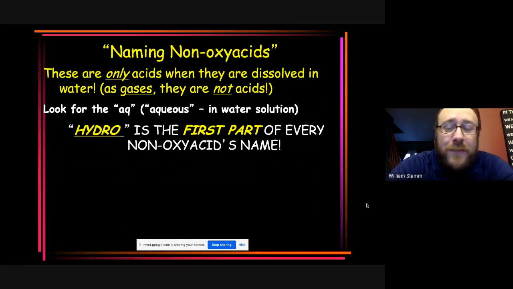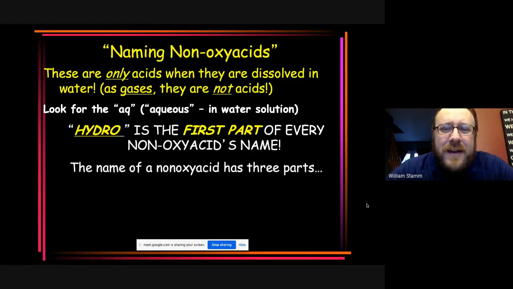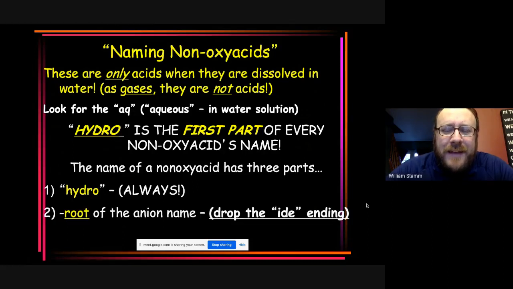And this is kind of different than what we've ever seen before. Hydro begins the name. Luckily, they all begin with the letter H, so it's kind of easy to remember. But so if you see a non-oxyacid begin with hydro, it has basically then three parts. Hydro, always. And then the root of the anion name. So whatever the second element is, remember the first element's H, second element is a non-oxygen, but it's something else. It's going to be an anion, a negatively charged non-metal. But we don't use the IDE ending anymore.